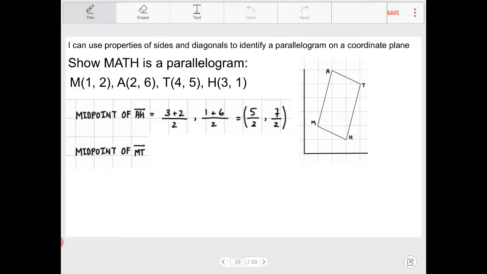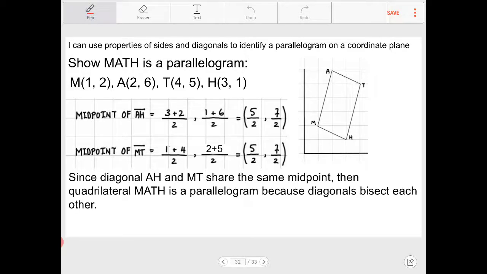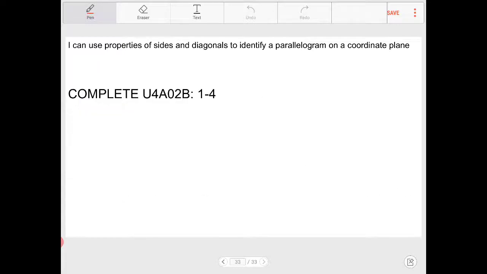As it turns out, the midpoint is 5 halves, 7 halves for AH. We're going to do this again to find the midpoint of MT, and if it all works out, they should have the same midpoint. And as it turns out, it actually does. So what's the declaration statement that you should write then? Since diagonals AH and MT share the same midpoint, then quadrilateral MATH is a parallelogram because diagonals bisect each other. And that's it.